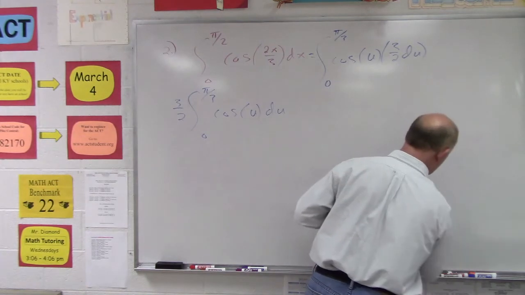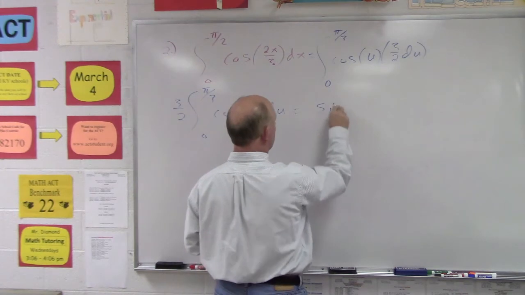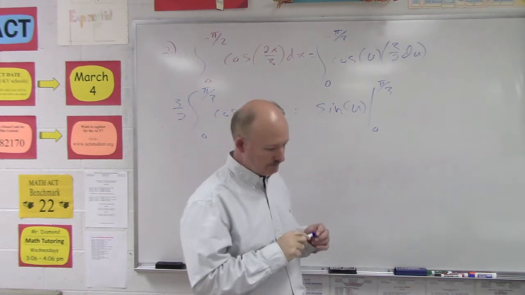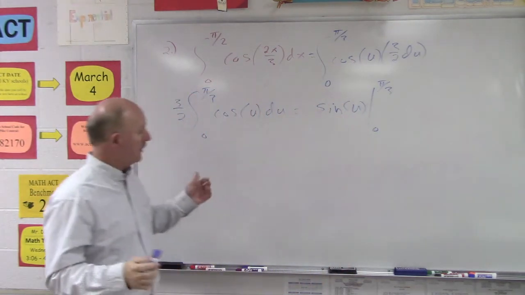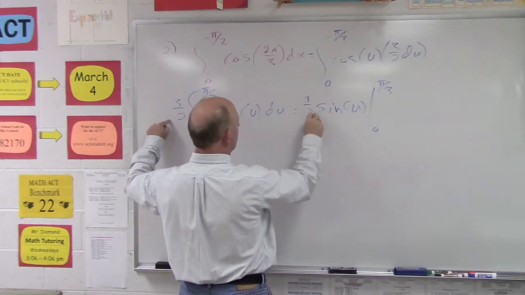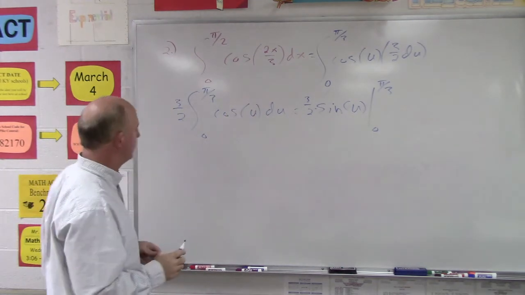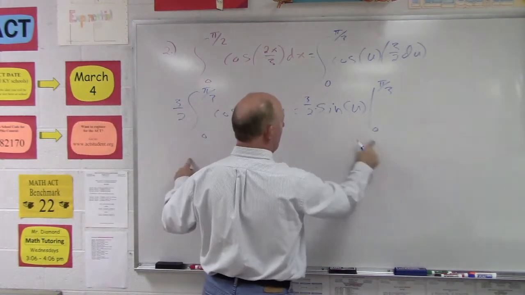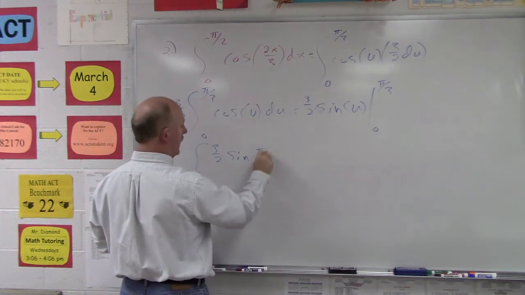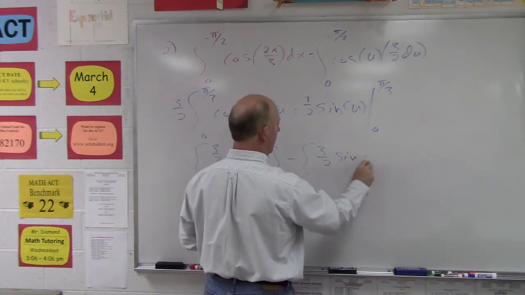Let's find our antiderivative here. Now the antiderivative of cosine is sine. Right? So as we evaluate this, this will be sine u from 0 to pi over 3. Okay, so we got our antiderivative. Now it's just a matter of substituting the upper bound minus the lower bound. And we bring the 3 over 2 along also. So 3/2 times sine u from 0 to pi over 3. All right, so now substituting the upper bound minus the lower bound, we'll have 3/2 sine pi over 3 minus 3/2 times sine 0.